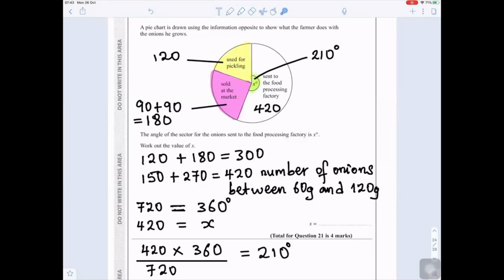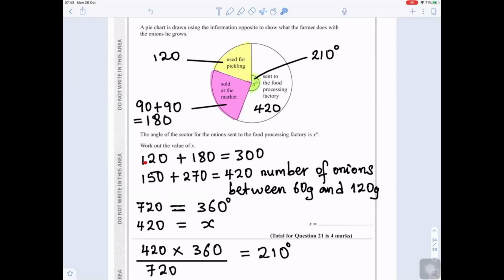So a pie chart is drawn using the information opposite to show what the farmer does with the onions he grows. 120 is used for pickling. 180 is sold at the market. And this is sent to the food processing factory, x degrees. Now, the angle of the sector for the onions sent to the food processing factory is x degrees. Work out the value of x.